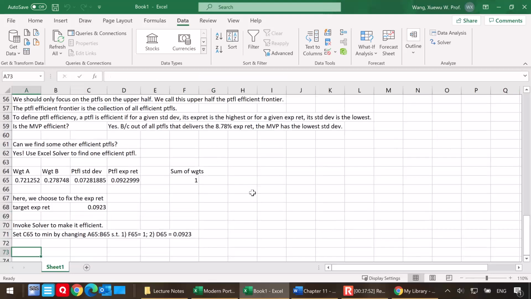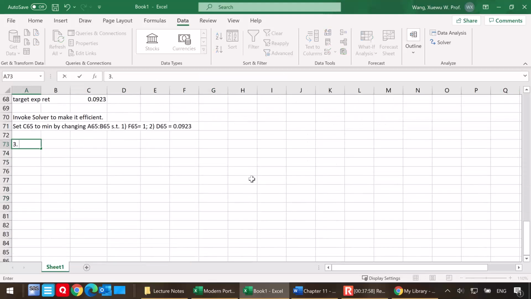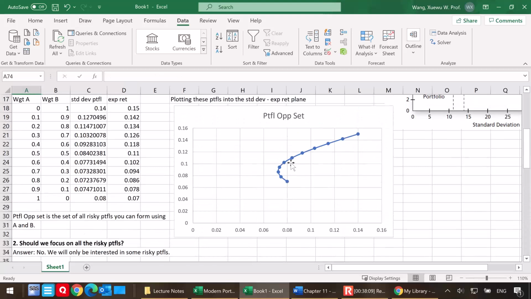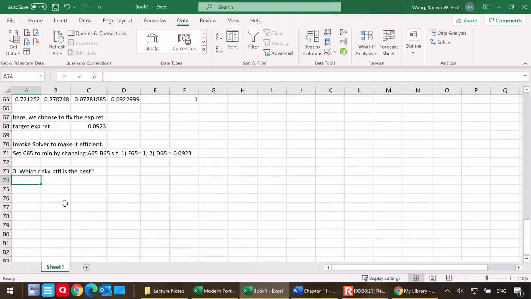So question number 3: which risky portfolio is the best? Now we know that we should limit ourselves to the upper half of this portfolio efficient frontier. The question is, there are so many efficient portfolios out there. Which one is the best? The answer is that we need to introduce the risk-free asset. Risk-free, not risky-free, risk-free asset.